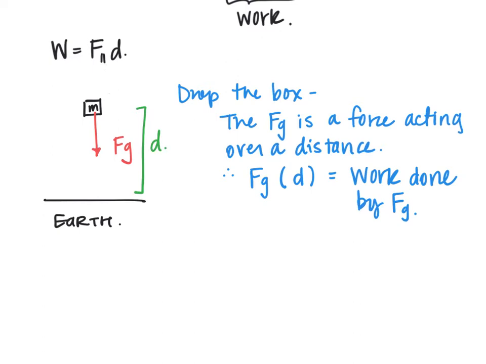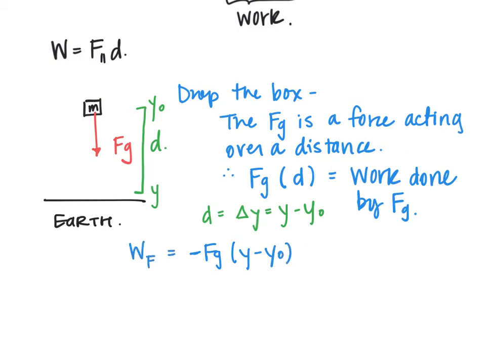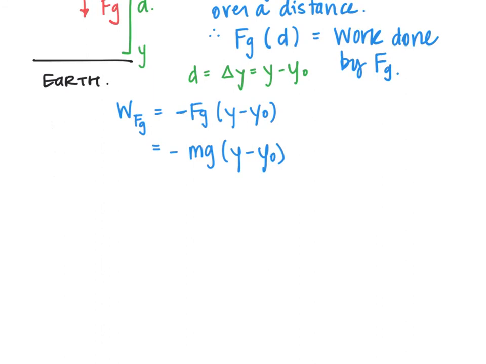So if we call this the d, the distance between the initial position and the final position, then d is delta y, which would be y minus y naught. So that means that the gravitational force, which is pointing down, negative, times y minus y naught would be the work done by this gravitational force. So if I substitute mg, I get negative mg times y minus y naught, and I can leave the negative sign out front and have mgy minus mgy naught.